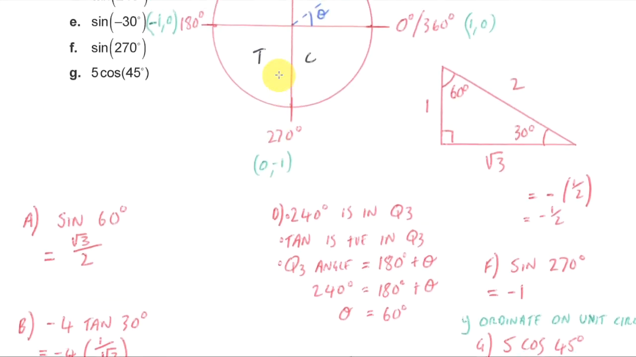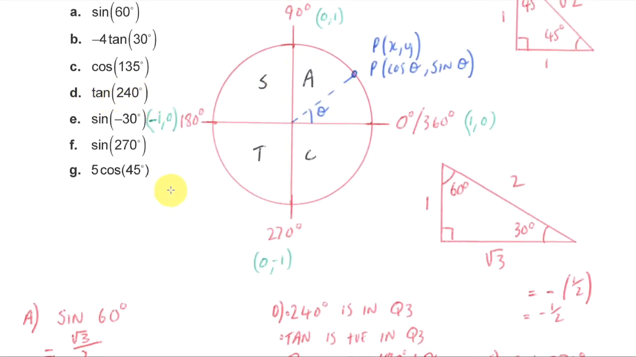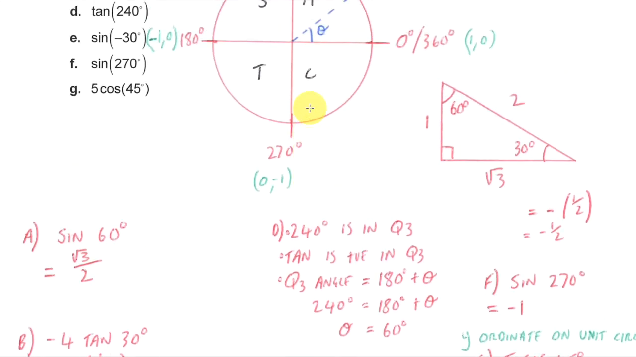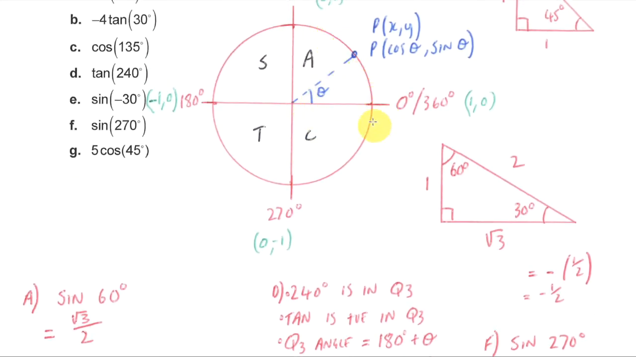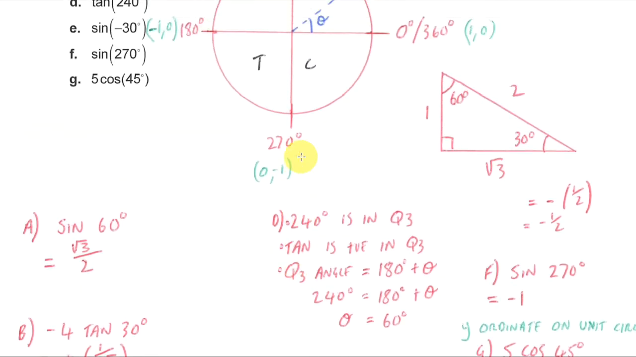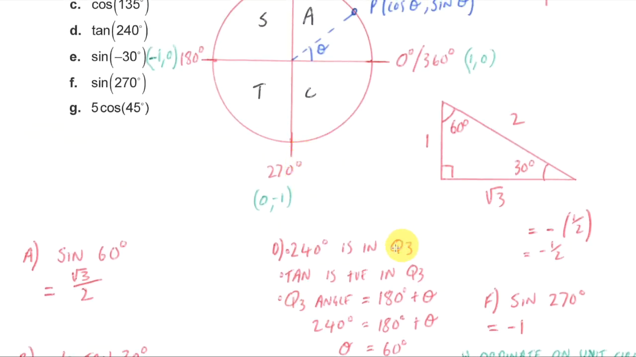Alright, D. Let's consider D. Tan of 240 degrees. And this is probably the best way of presenting it, I think. Alright, so 240 degrees is in the third quadrant. Think about that. We start from here, 90, 180, then to 270. So 240 is clearly in that third quadrant. In fact, I can leave that just there. Alright, so tan is positive in quadrant 3. All Students Take Calculus. So tan is positive.